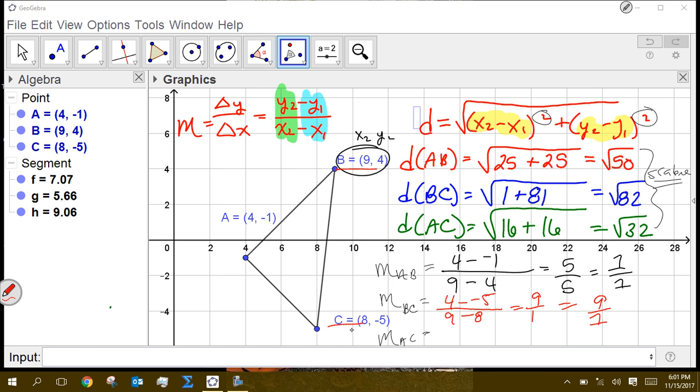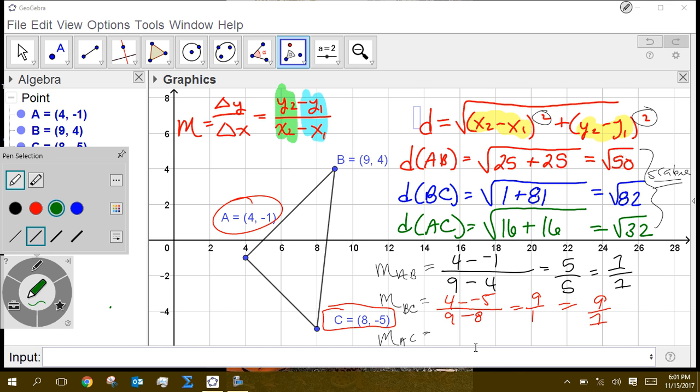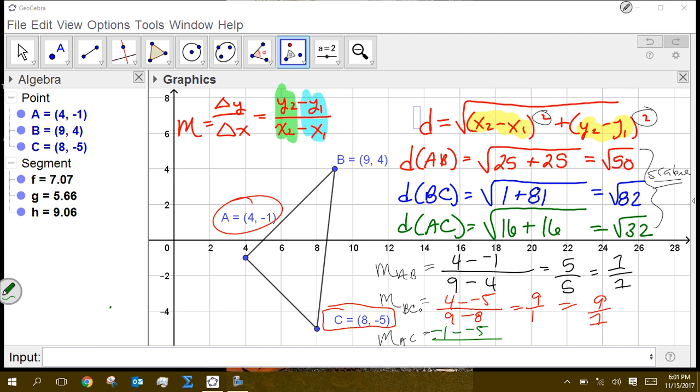Now when I do AC, I'm going to be using that ordered pair and that ordered pair. So then again, subtract your x's, subtract your y's, put your y's on top. So I'm going to go y2 minus y1. So I'll go negative 1 minus negative 5. And then on the bottom I go 4 minus 8. So when I do that, I get negative 1 plus 5, so it gives me 4. On the bottom I get 4 minus 8, which gives me negative 4. So it gives me negative 1 over 1 when we reduce that. So those are our 3 slopes.